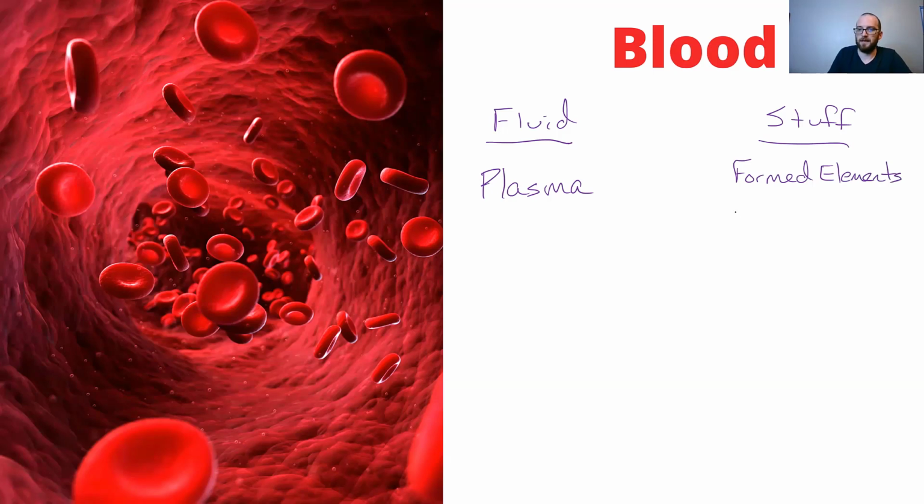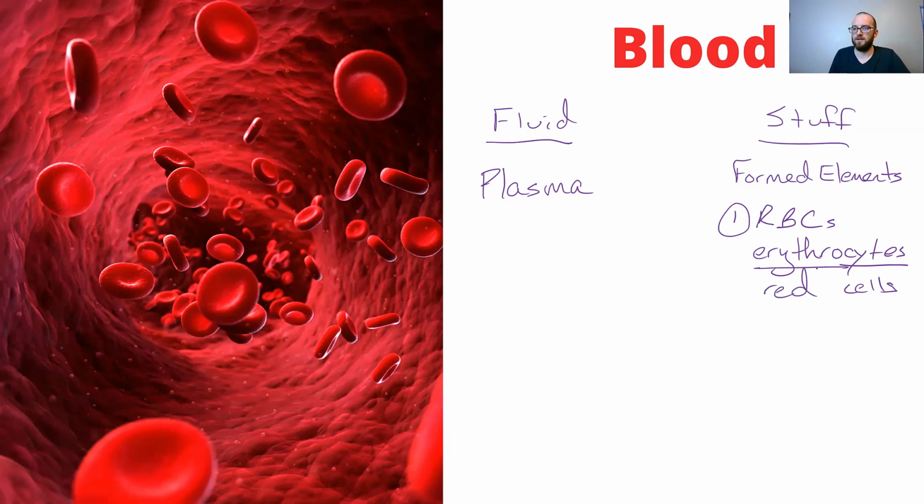Formed elements. And the big 3 things we have are red blood cells floating around. The fancy word for red blood cells is, I can't spell in the mornings, erythrocytes. Cytes are cells. Erythro is red. So erythrocytes are red cells. Those are red blood cells.